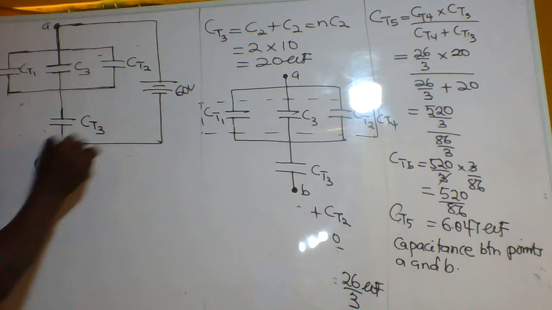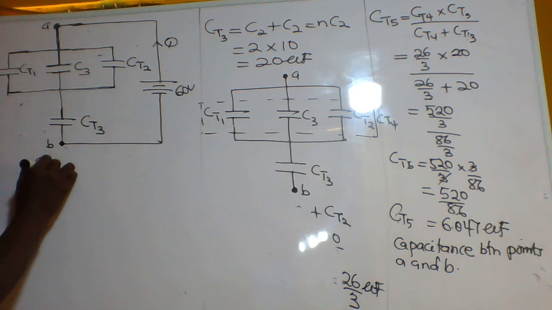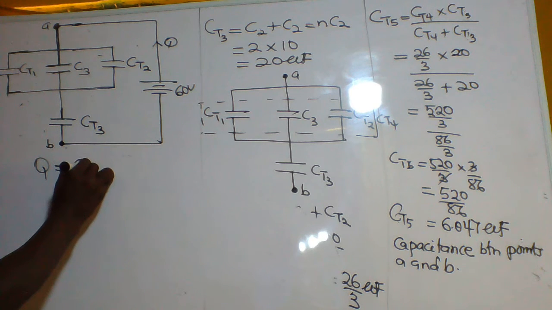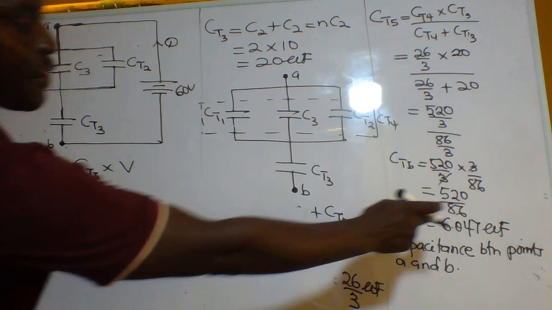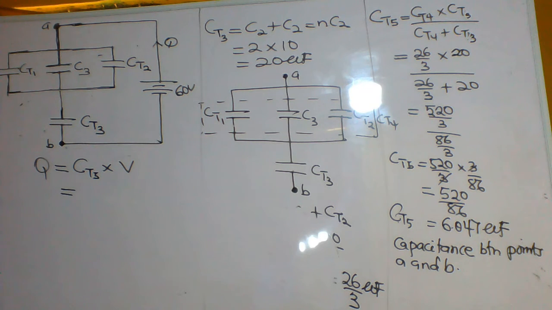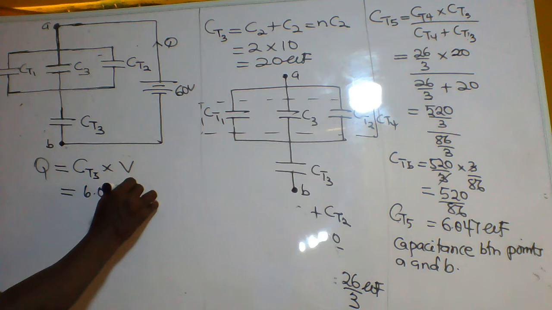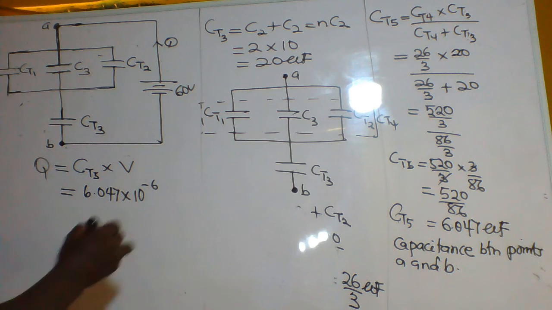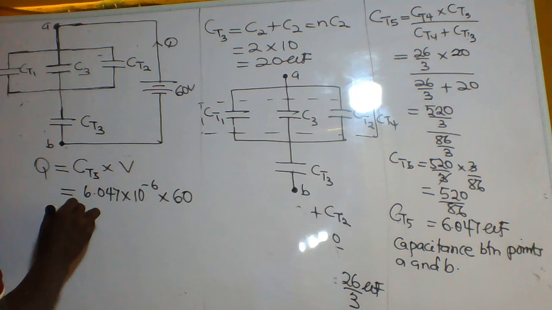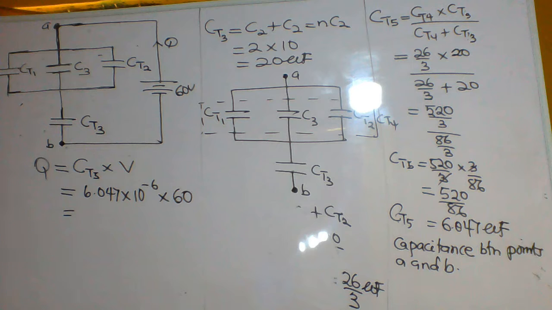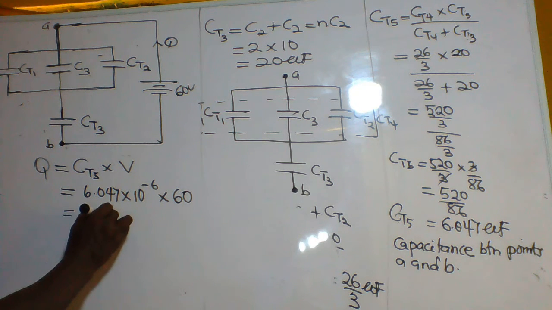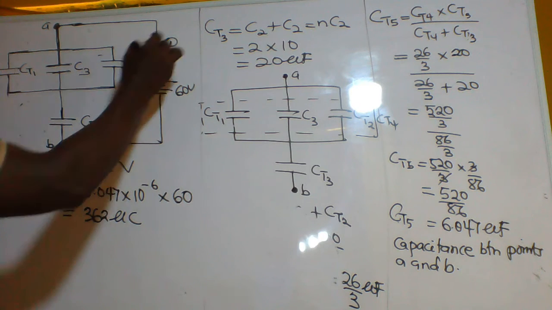So Q, which is the charge within the circuit, will be equal to the total capacitance CT5 times V. So 6.047 times 10 to the power minus 6, because it's a microfarad, times 60, and this will give us a value of 363 microcoulomb. So this is the charge Q.